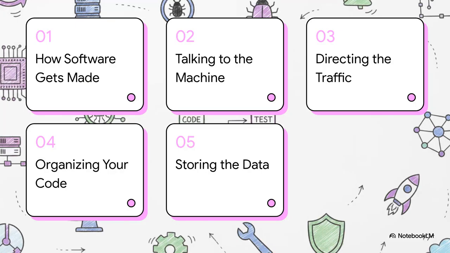Okay, let's dive into our roadmap for today. We'll be exploring how software gets made, talking to the machine, directing the traffic, organizing your code, and finally, storing the data. Let's get into it.